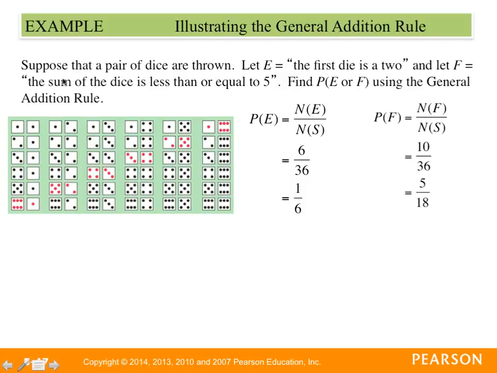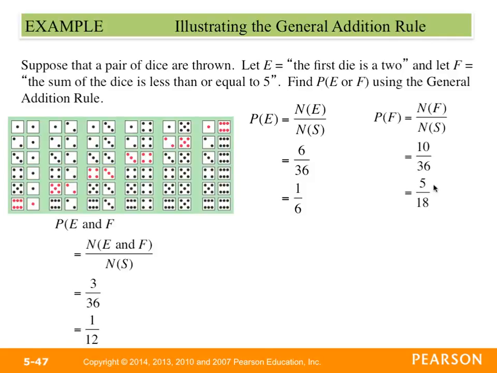Now if we want the probability of F, which means the sum of the dice is less than or equal to 5, that's going to be, let's see, we have these 4 observations here, and then 3 observations here, 2 observations here, and 1 observation here. So if we add all of that up, we get 10 out of 36, which can be reduced by dividing the numerator and the denominator by 2, so you get 5 out of 18.